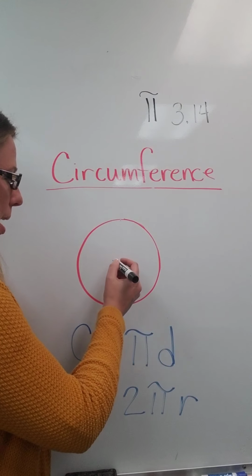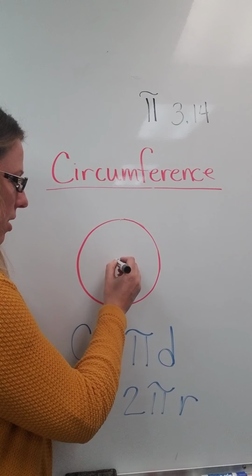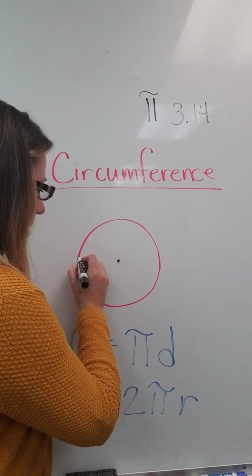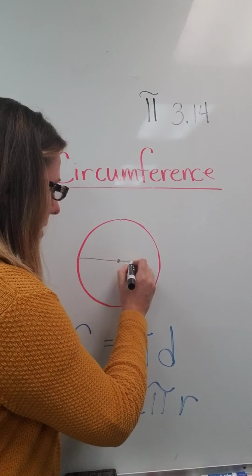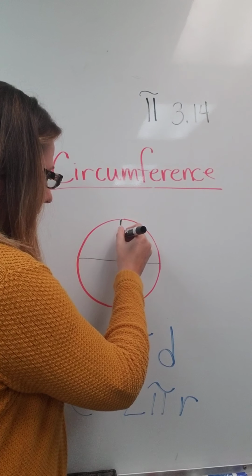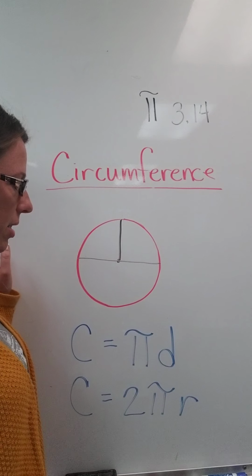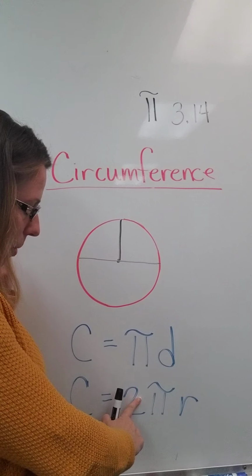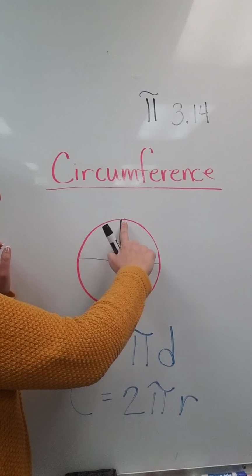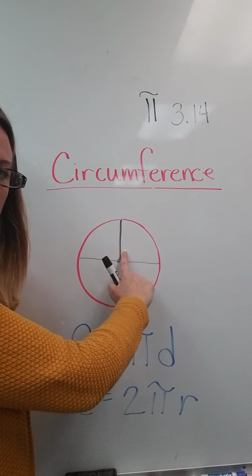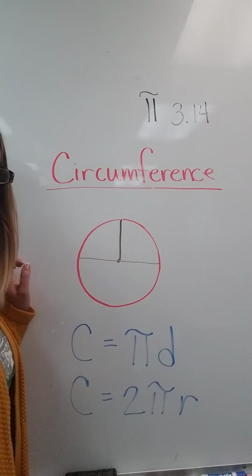D is diameter. So if this is the center of our circle, diameter is the measurement from here through that center point to the other side. So they're going to either give you that measurement or they're going to give you R. R stands for radius. Radius just means it's half of it. So it only goes to the center. That's why it's 2 pi r. Because if you have one side of it, you multiply it by 2, then you'll get the other side.